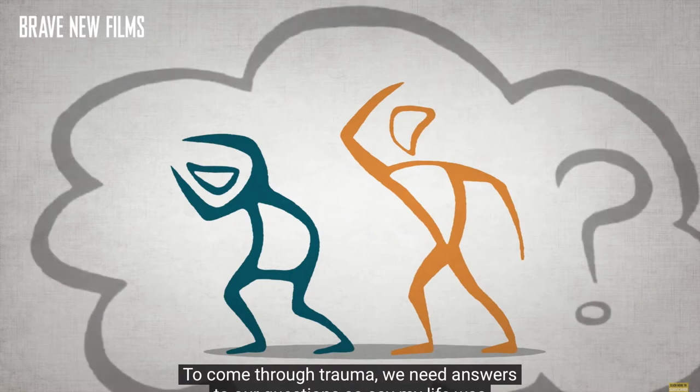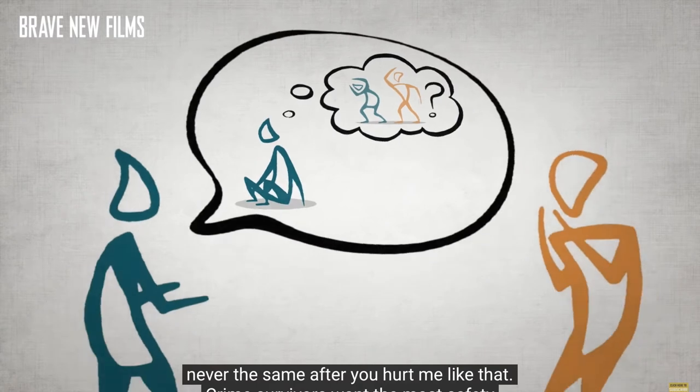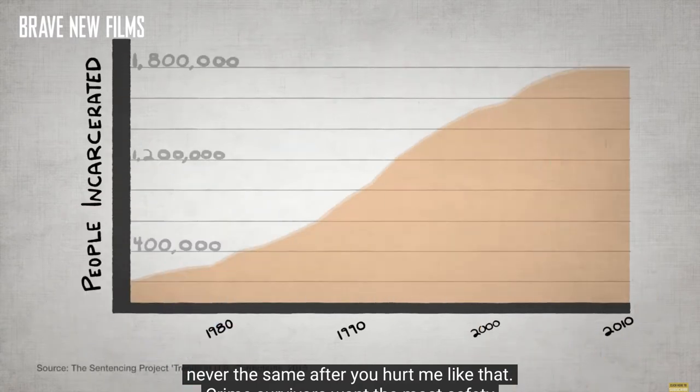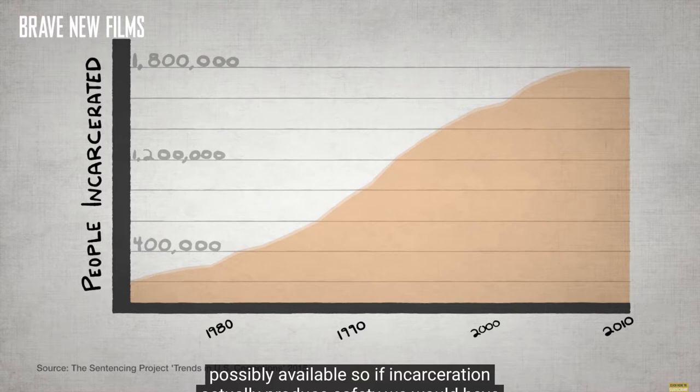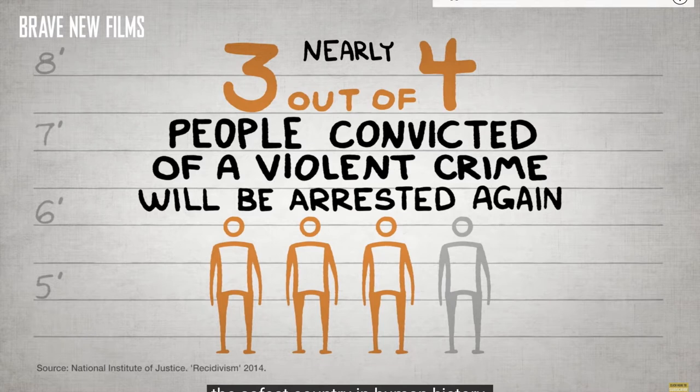To come through trauma, we need answers to our questions. To say, my life was never the same after you hurt me like that. Crime survivors want the most safety possibly available. So if incarceration actually produced safety, we would have the safest country in human history. That's not what we have.